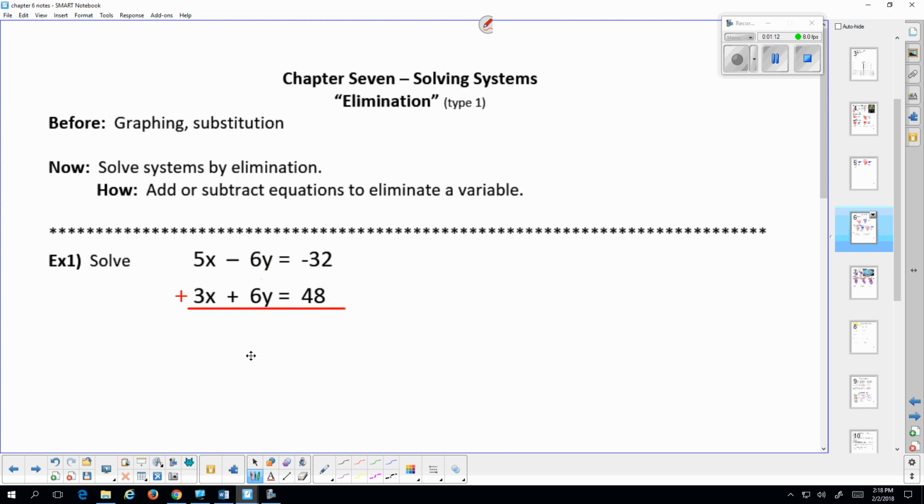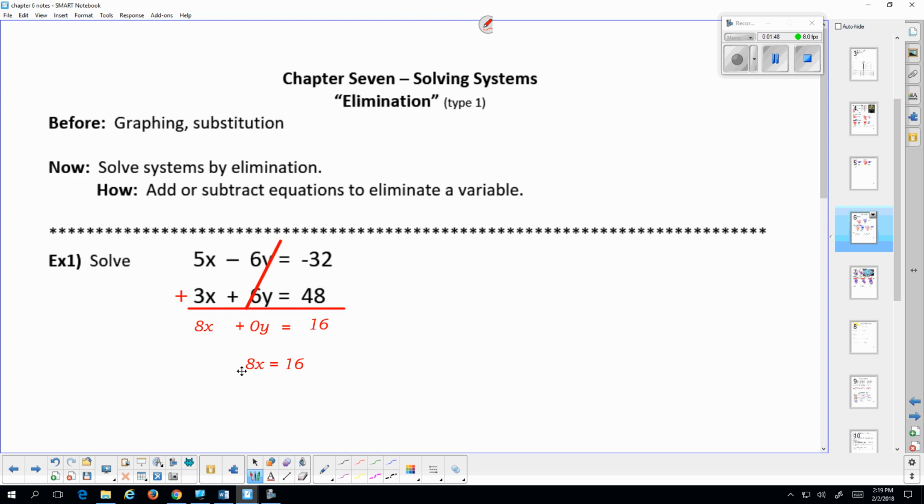So what you're going to do is just add the like terms. I'm going to do 5 plus 3, that gives me 8x. And then if you have negative 6 and you add 6, that's going to give you 0. So those actually cancel. And then you just add negative 32 plus 48. That gives you 16. So you have 8x equals 16, and you get 0y there. So 8x equals 16. Now let's solve for x.